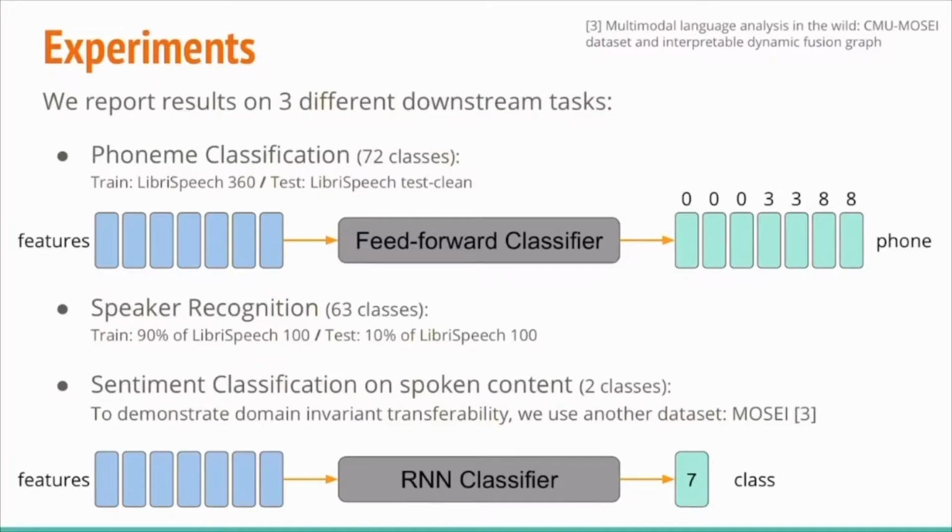The speaker recognition classifier is trained on the LibriSpeech 100-hour subset, where the train and test split is performed randomly with a 9:1 ratio. There are a total of 63 possible speakers. The sentiment classification classifier is trained on the MOSEI dataset. However, the Mockingjay features are pre-trained from LibriSpeech. We use this third task to evaluate transferability across different datasets.